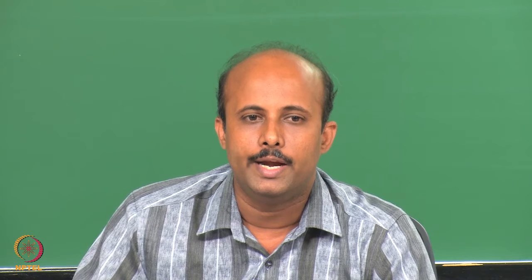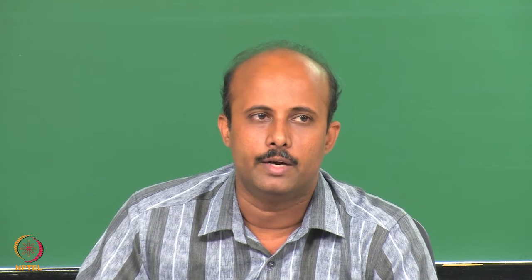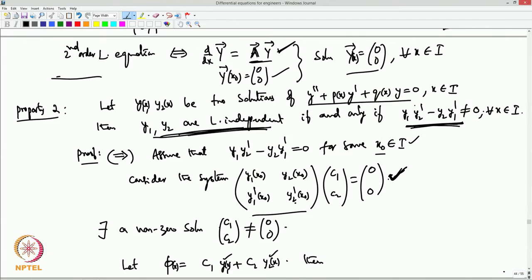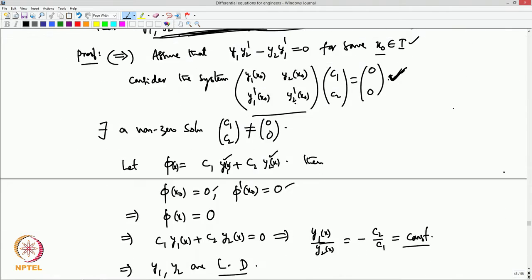The second one is, if I give you two solutions y1 and y2, they will be linearly independent if and only if a certain relation between them is non-zero. That is what we defined as the Wronskian. The Wronskian of those two functions should be non-zero. So they are linearly independent if and only if the Wronskian is non-zero for all values of x. That is what we have seen.